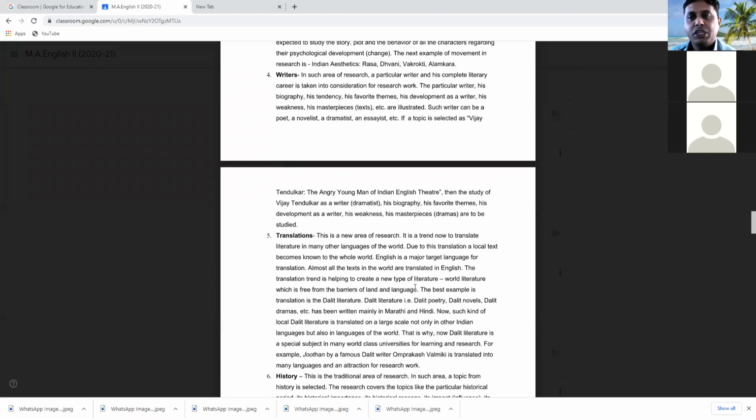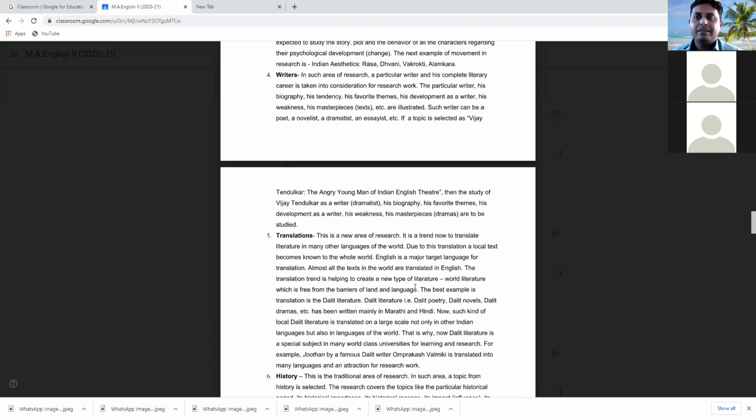In this field of research, a particular writer and his complete literary career is taken into consideration for research work. A particular writer and his literary career is selected for study purpose. So the writer's biography, his tendency, his favorite themes, his development as a writer, his weaknesses, his masterpieces, etc. are illustrated, right? Such a writer can be a poet, a novelist, an essayist, and so on.